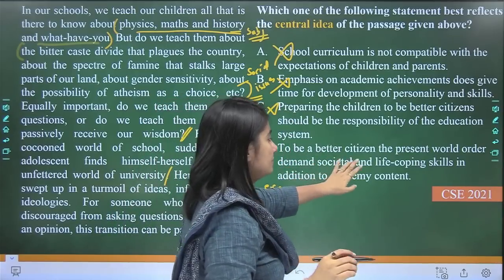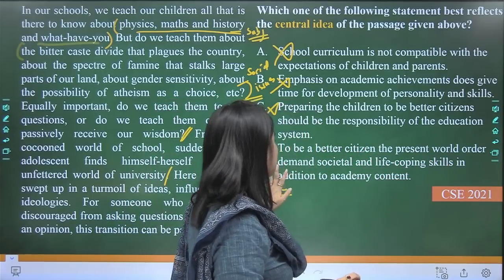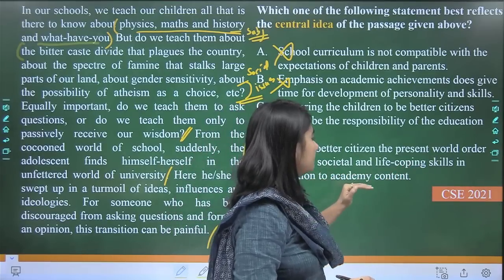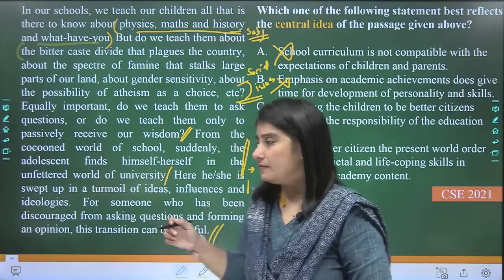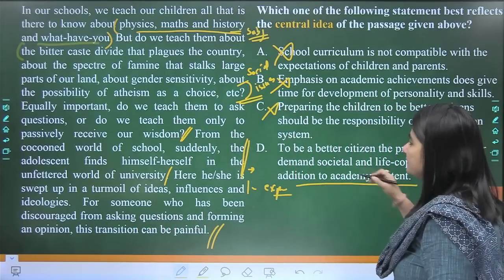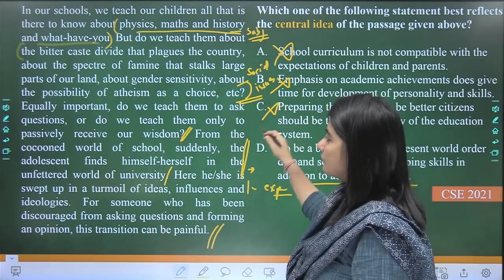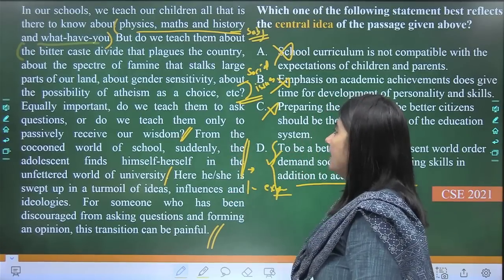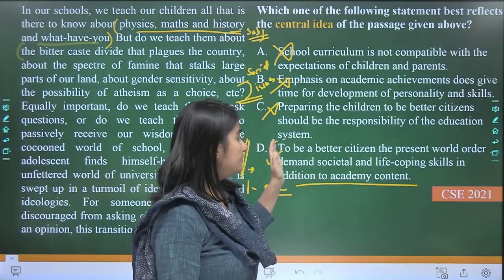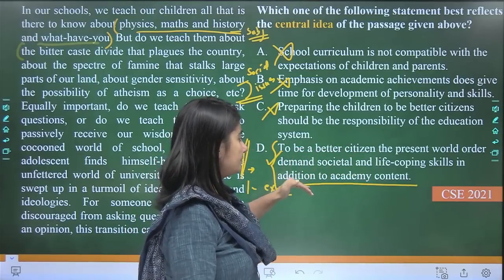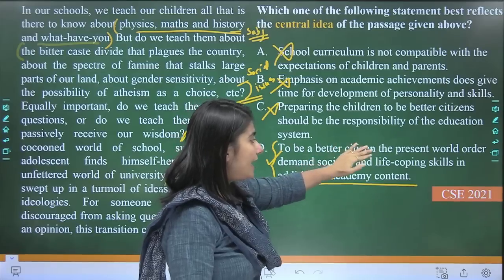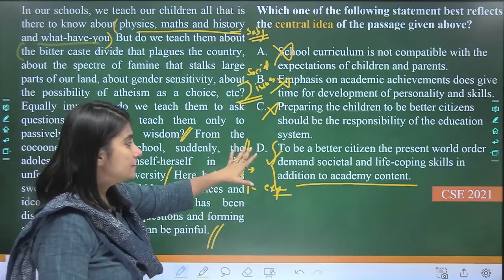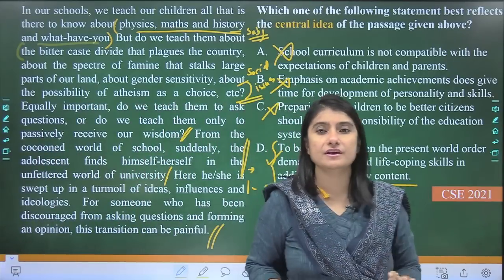To be a better citizen, the present world order demand societal and life coping skills in addition to academic content. So here, in addition to academic content, we are saying that we are teaching this but not this. What will happen when they go to college? So this is talking about, yes, that in the present world, we will need societal and life coping skills in addition to academic content. This is what the author is prima facie talking about.